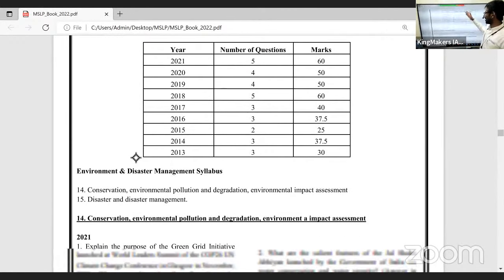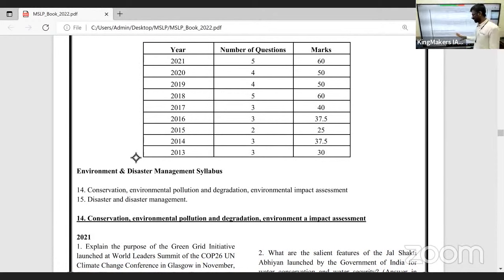Next is the environment part. Again 4 to 5 questions. Environment is divided into conservation and protection. First degradation and conservation. So environmental degradation, conservation. The environment in Prelims is wide.